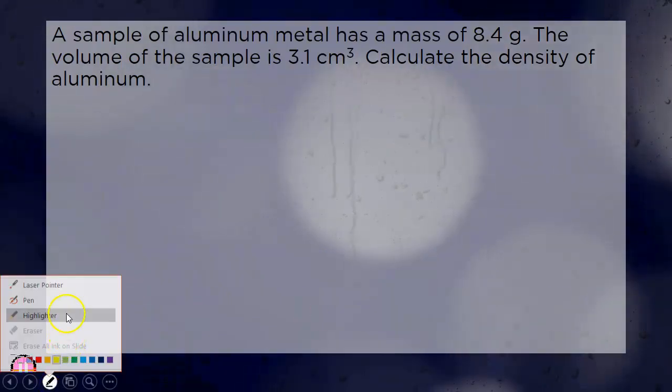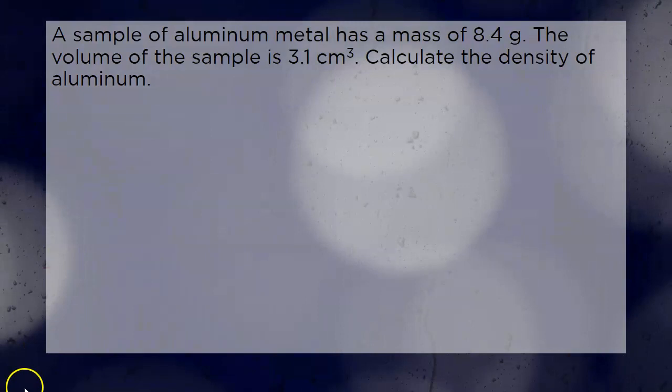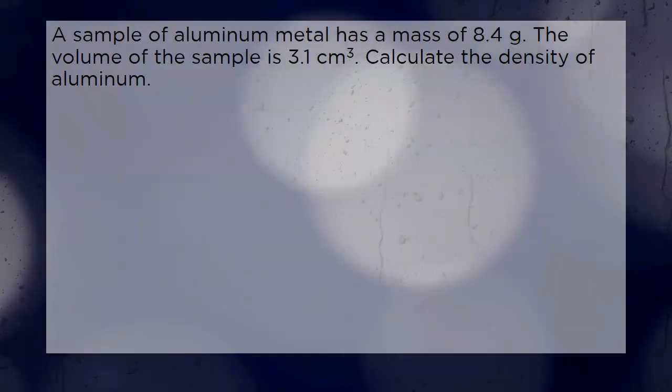So let's do one calculation. It shouldn't really hurt our brains too much, I hope. It's just a density problem. They're asking us to calculate the density. So we're going to take the mass divided by the volume. In this case, the mass is 8.4 grams. The volume is 3.1 cubic centimeters. When I take those out, I get a longer number on my calculator.